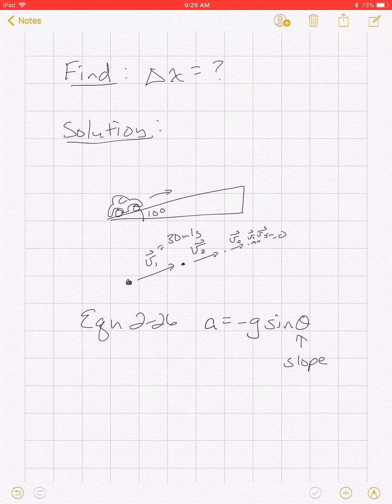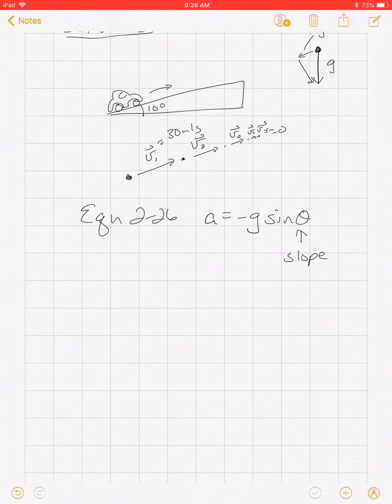Where this comes from is if you were to draw an arrow showing where gravity is, right? And we'll get into this a little bit, but I'm going to put my g on the other side. This means gravity has a component that points down the slope and a component that points perpendicular to the slope. And so this is the one that we're concerned with. And we'll get into the explanation for this when we get into forces and things like that. But just so you know, that's where it comes from.